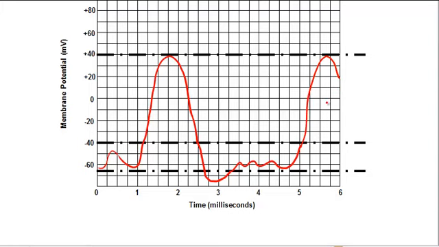And what we're going to look at is what's happening at the various stages. So here is negative 65 millivolts, which equals resting potential.